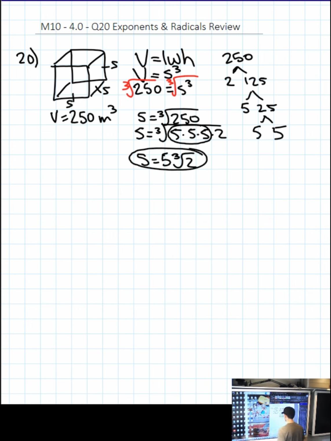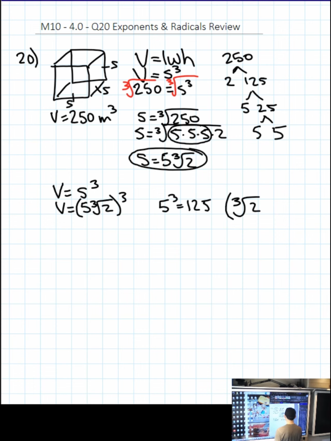Circle our answer. So check our answer. V equals S cubed, which is going to be V equals 5 cube root of 2, brackets around it, cubed. And 5 cubed is 125. And the cube root of 2 cubed is just 2. So V equals 125 times 2, and V equals 250. Check our answer.